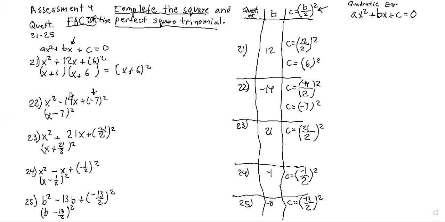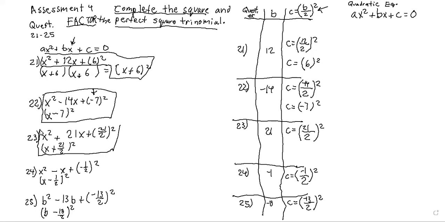So our complete answer for them is we completed the square by adding the c value, and then we factored it. So the answer for 21 is this, completed the square and the factor of it. The answer for 22 is this whole thing. The answer for 23 is this whole thing right here. The answer for 24, this whole thing right here. And the answer for 25 is this whole thing right here.